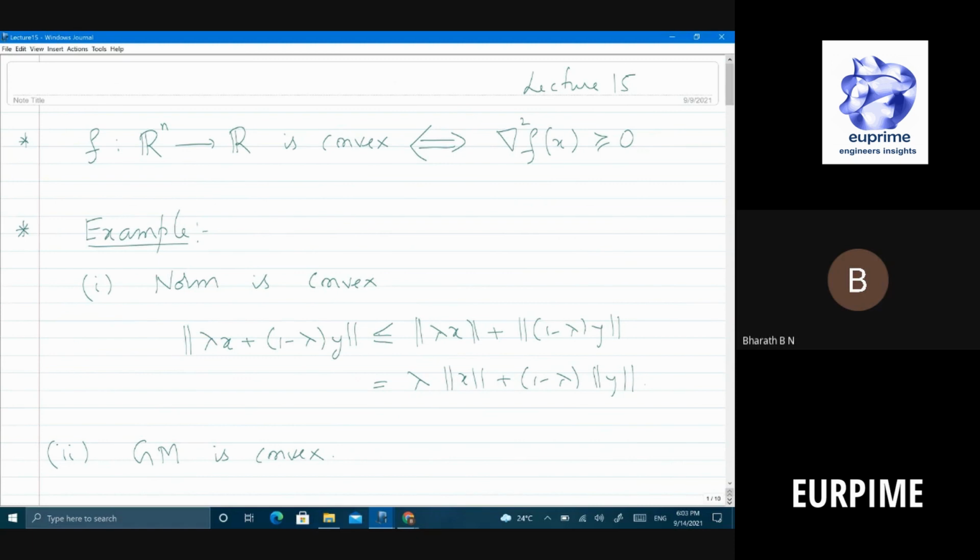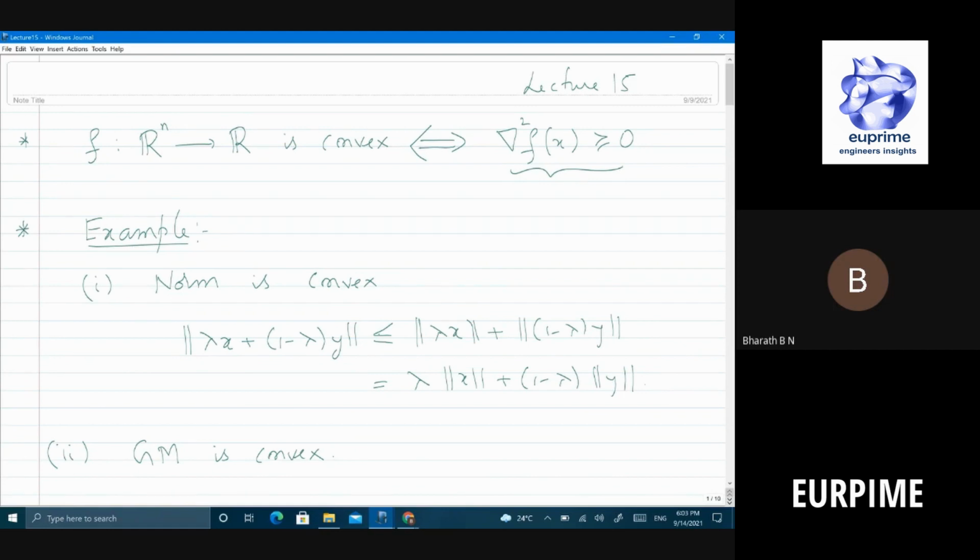Essentially, you take 2 points, look at the function value at those 2 points, and join the line. That line lies above the function, right? That's the definition of your convex function. The consequence of that is, if you look at the Hessian, which is the second derivative, that's positive semi-definite. It's an if and only if condition. If the function is convex, then the Hessian will be positive semi-definite. If the Hessian is positive semi-definite, then the function is convex.